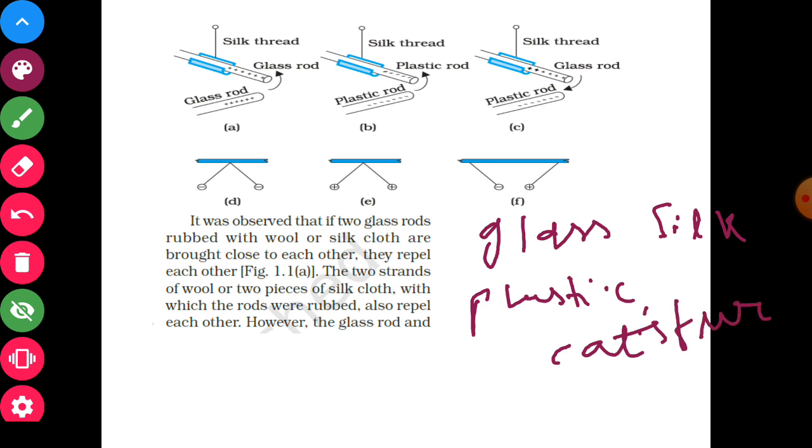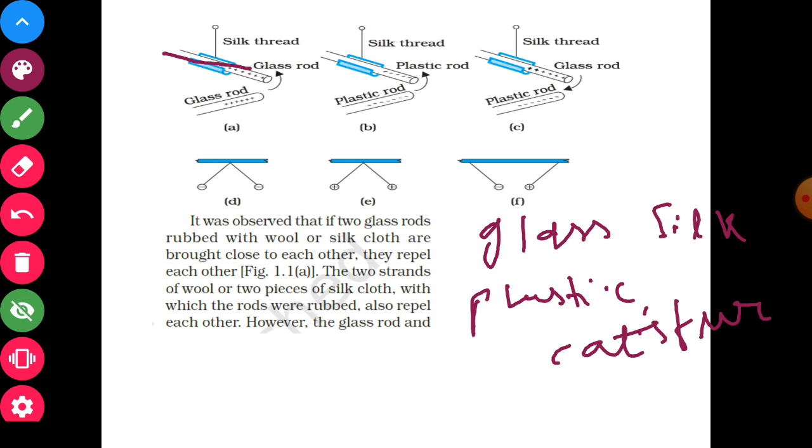It is rubbed. Okay, they are tied in different ways. Two glass rods are there. They are rubbed with silk cloth. One is tied with a silk thread. The other glass rod is brought close to this glass rod which is tied.